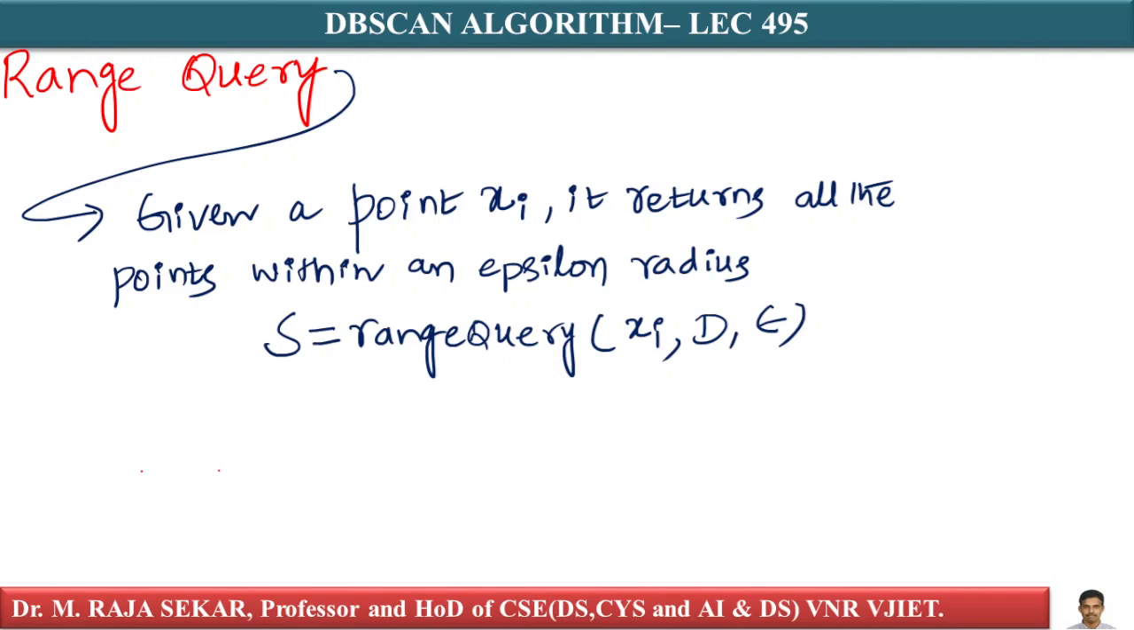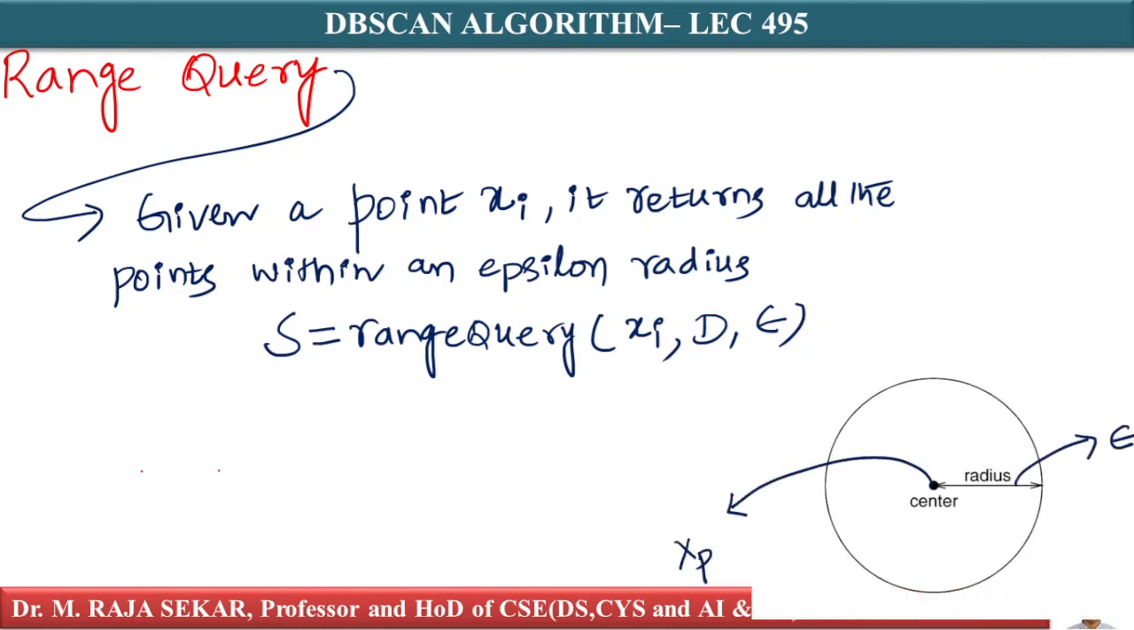Imagine all of this data capital D. You can give a range query and say S equal to range query of xi comma capital D comma epsilon. What it should return is a set capital S of points which are within an epsilon range. If you give point xi, dataset capital D and an epsilon radius, this range query should be able to return us all the points which are within epsilon radius.